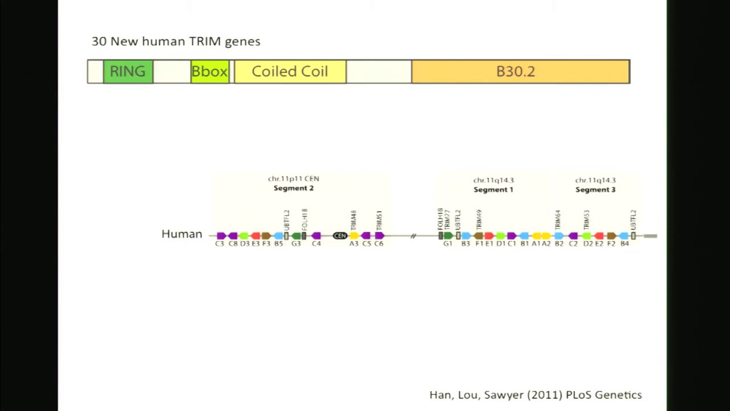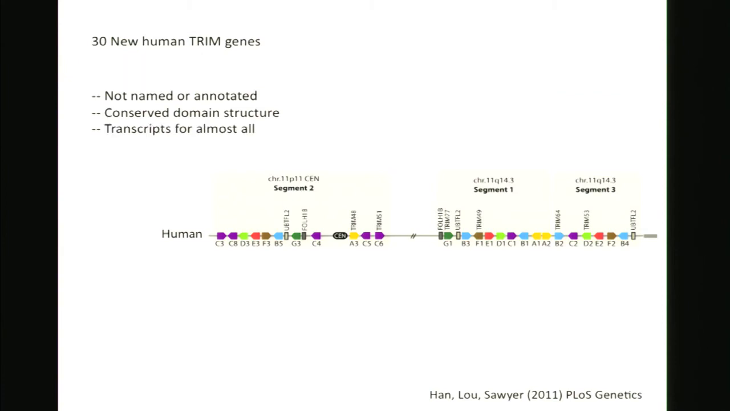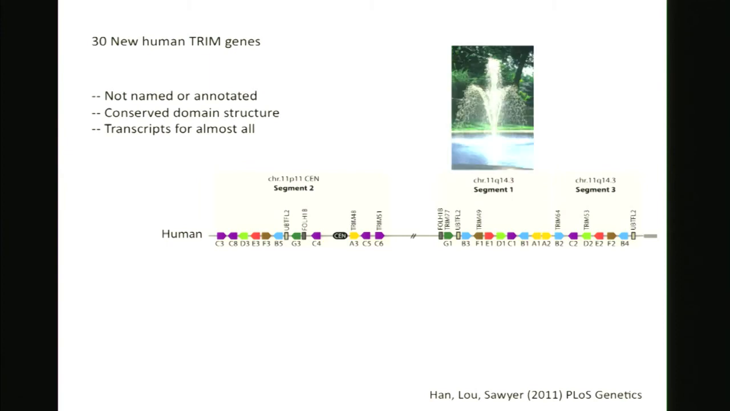But these are kind of special for a certain reason. These were not named or annotated. We found these bioinformatically, but they almost all have complete open reading frames and are predicted to encode a protein that looks just like this. And we've now generated transcript evidence for most of them. There are 3 segments of these genes on human chromosome 11, and we think that this segment right here is what we termed a gene fountain.